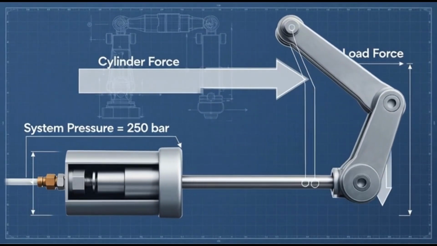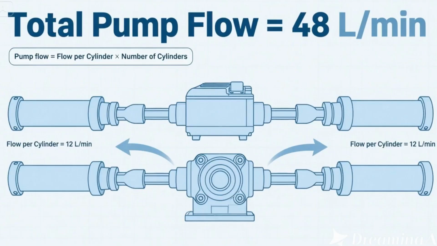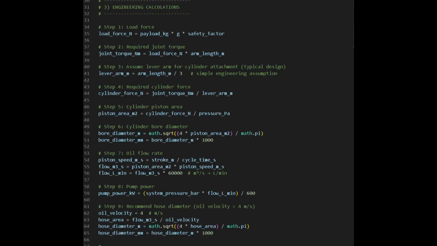Step 5. Calculating oil flow rate. Next, we determine how much hydraulic oil must flow to move the cylinder in the required time. Cylinder speed equals stroke divided by cycle time. Then oil flow rate equals piston area times speed. Python converts this into liters per minute.